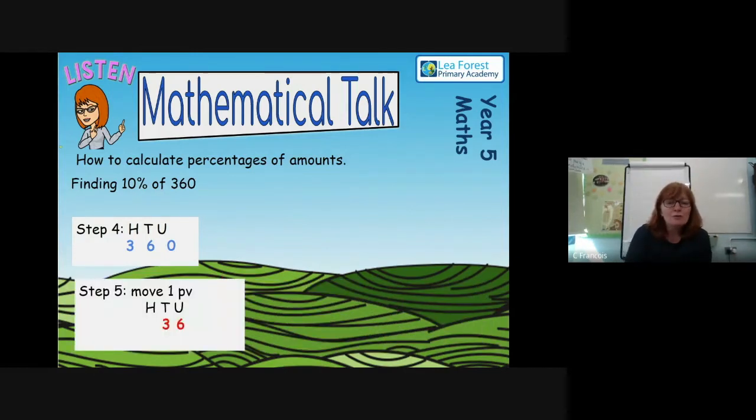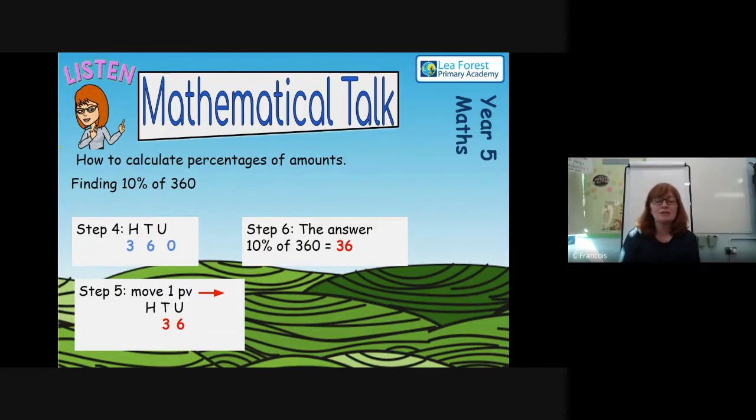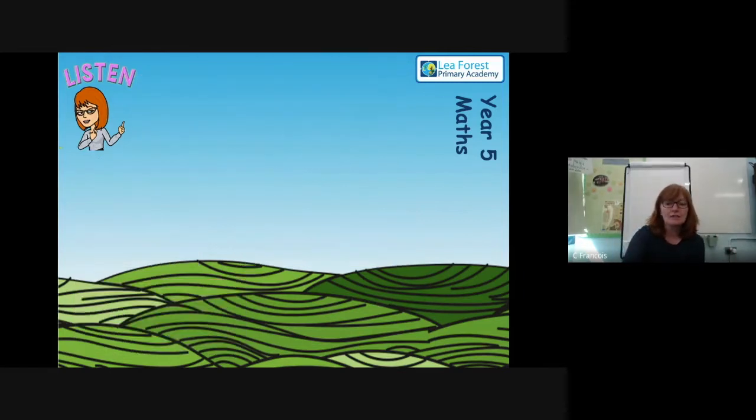Step 5, I move one place value to the right. So I move in this direction. So my 0 is no longer a placeholder. I don't need it. My 6 moves from the tens to the units column, and my 3 moves from the hundreds to the tens column. So I now have 36. Step 6, the answer. 10% of 360 is 36.